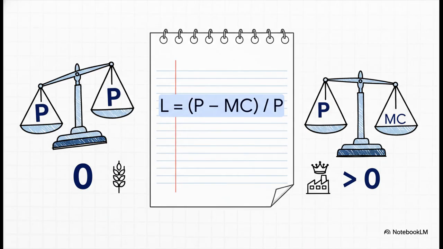And the formula looks just like this. L, for the Lerner index, is the price minus the marginal cost, and you divide all that by the price. For a company in a perfectly competitive market, like a wheat farmer, this number is basically zero, because their price is their cost. But for a monopolist, that number is going to be way, way bigger than zero.